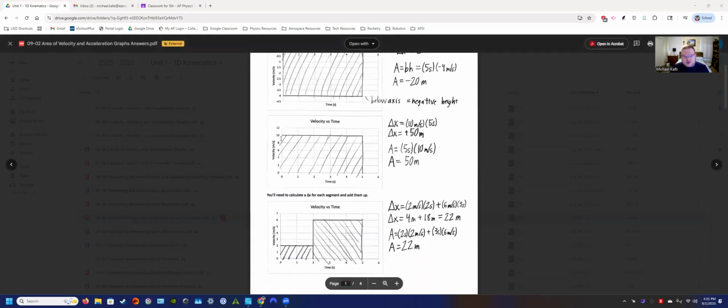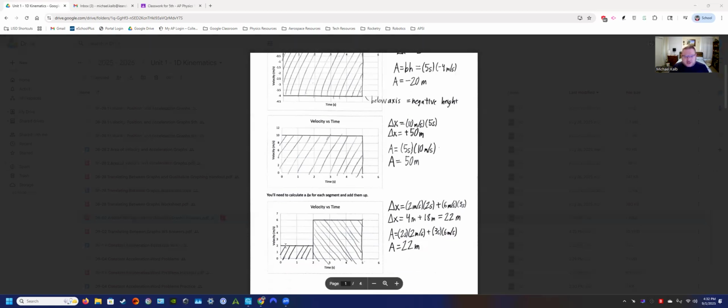All right, let's look at this one. We have a velocity of 10 meters per second for 5 seconds. So if we do 10 meters per second times 5 seconds, that's a displacement of 50 meters. And if we draw a line down here to the time axis, we have a rectangle with a base of 5 and a height of 10. So that's an area of 50 meters.